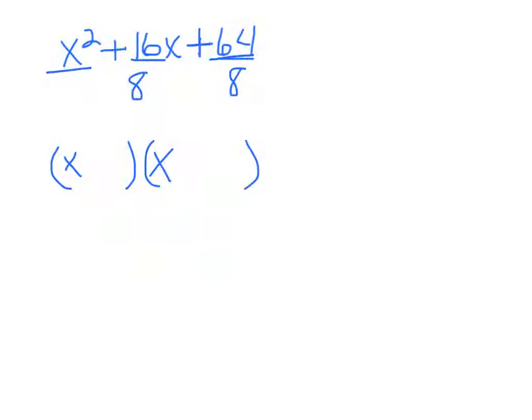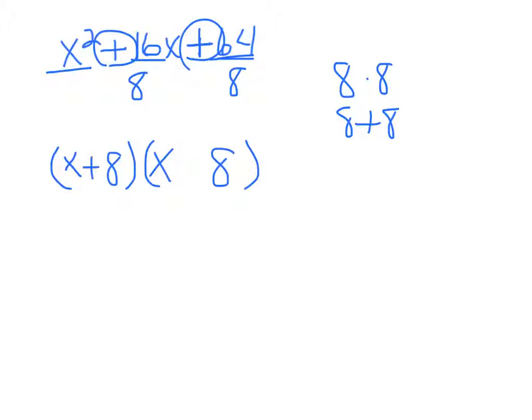What that means is you don't even really have to recognize it, because we're still going to factor it the same way. What's the square root of x squared? X and x. What are the factors of 64 that add to give you 16? Well, 8 times 8. 8 times 8 is 64, but 8 plus 8 is 16. So we're going to put an 8 in here and an 8 in here. All the signs are positive, so we have two positives.